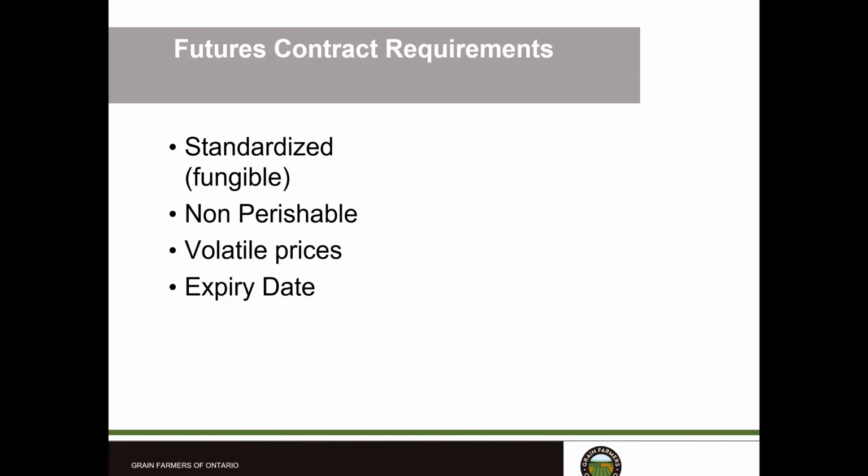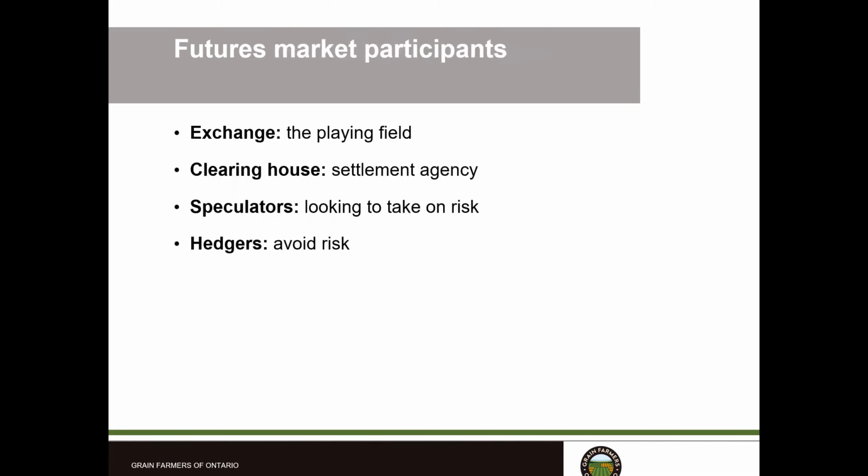So again, because we're not in the U.S., we don't deliver usually against. So we do use these contracts as a tool to be able to take advantage of price moves, and we can get in and out quite easily on any of these contracts. So those are basically the requirements. Again, they have to be standardized, which is fungible, exchangeable, non-perishable. They need volatility in the prices, and they do have an expiry date.